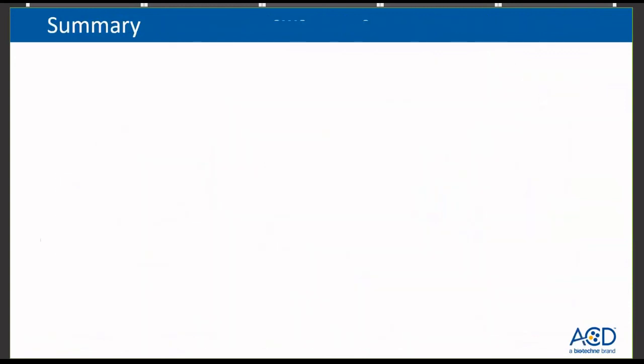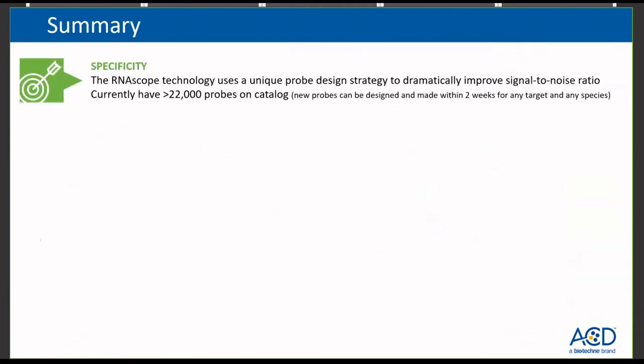So with all that Mladen has covered today, and I've shown you, I hope we've convinced you that RNAscope uses a unique probe design strategy to dramatically improve the signal-to-noise ratio. We have over 22,000 probes in our catalog, but our rapid probe design allows you to design and make probes within 2 weeks for any targets in any species. Some of the examples I showed you earlier, to make an antibody for some of these new species may take longer. So in case of infectious diseases where you need results faster and you need assays faster, this assay really helps.